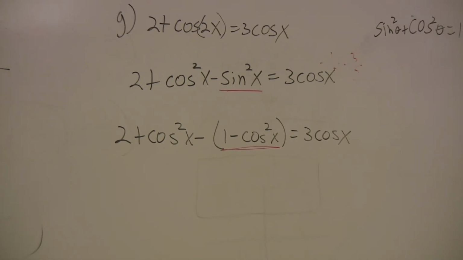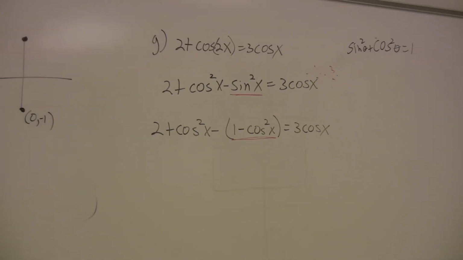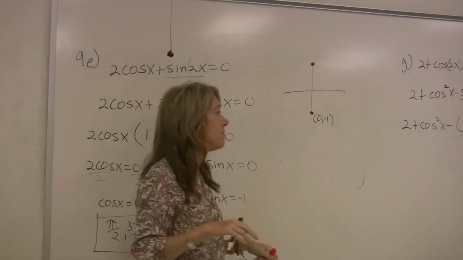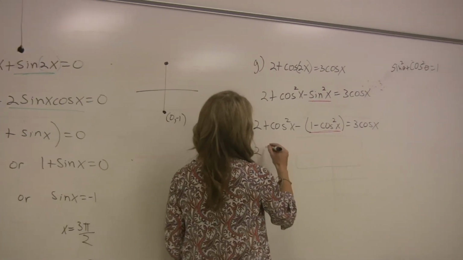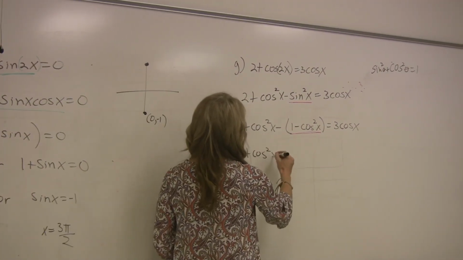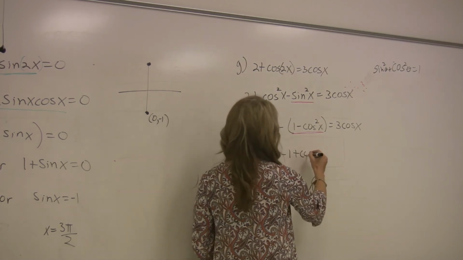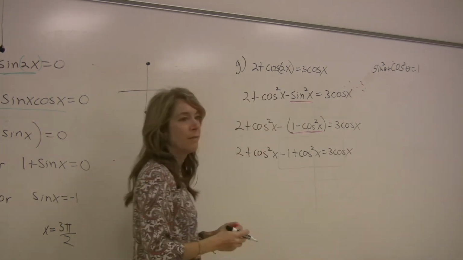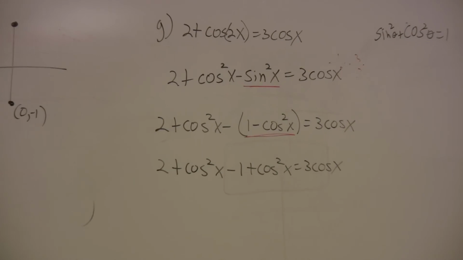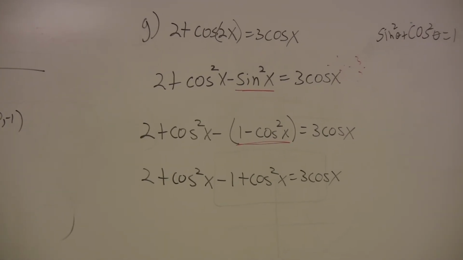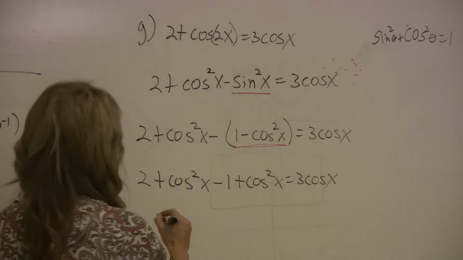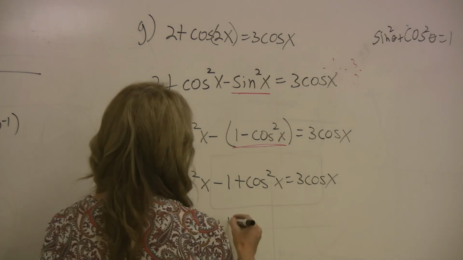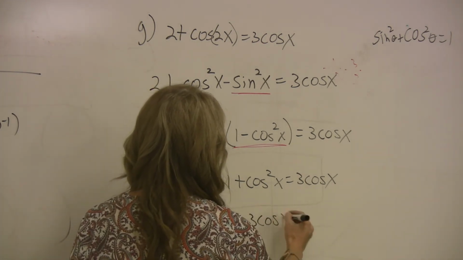I agree, it looks even uglier now. But we're going to distribute and clean up, and the reason I think it's better is at least now we only have one trig function to deal with instead of 2. So let's see what we got. Minus 1 plus cosine squared equals 3 cosine x. Do you want the cosines together? Yeah, I like terms. So I have 2 cosine squared now. These two add up to plus 1 and 3 cosine x.